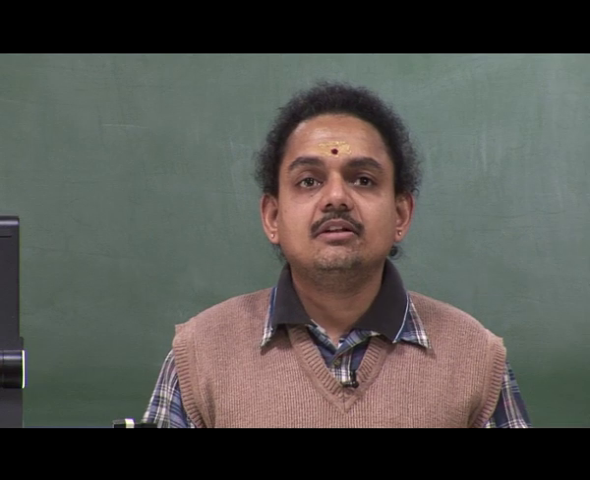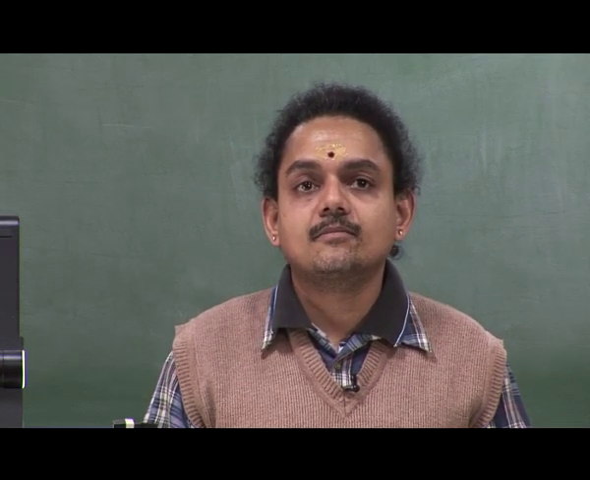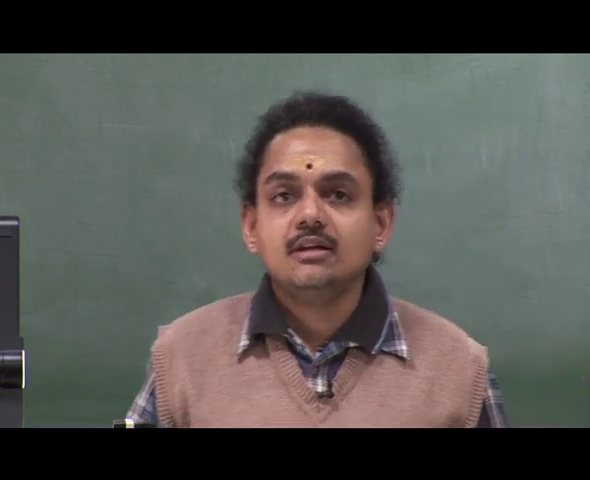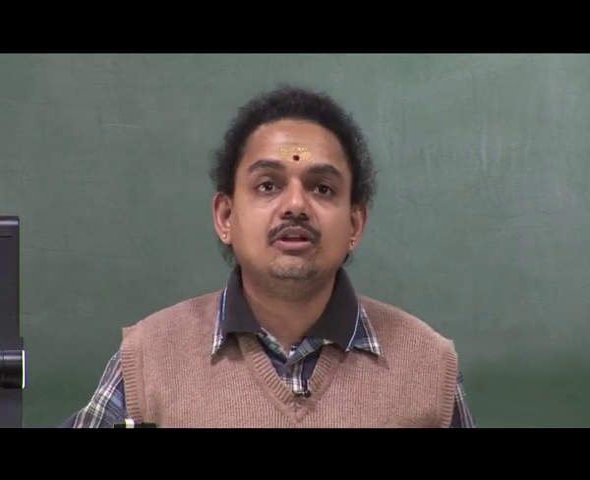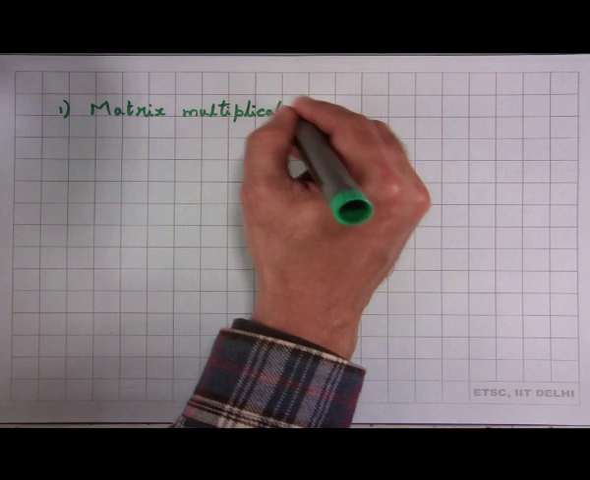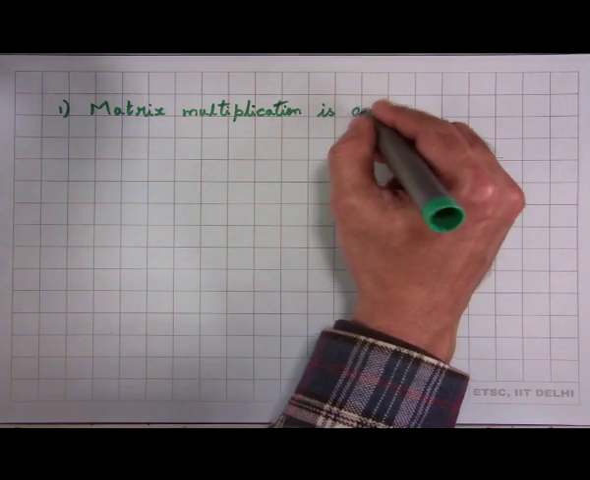In the previous lecture we introduced the concept of multiplication of matrices and we saw some of the properties. So, let us proceed further by doing some more properties on the multiplication of matrices. First one, matrix multiplication is associative.